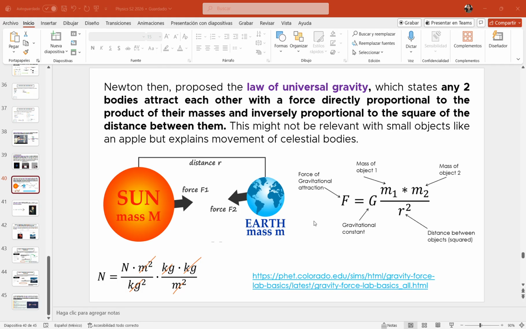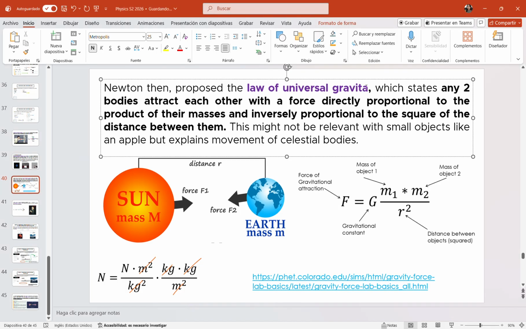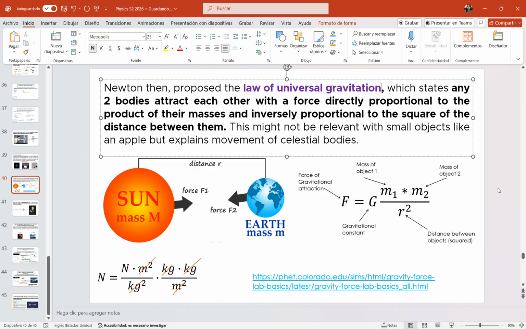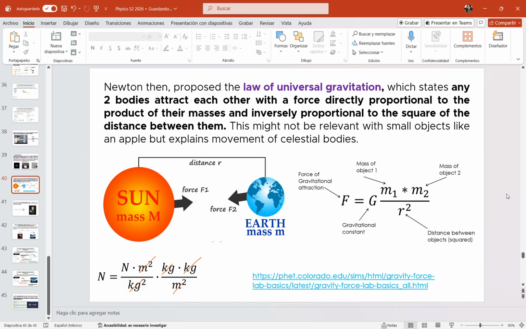This can be explained by the law of universal gravitation, which states that any two bodies attract each other with a force directly proportional to the product of their masses and inversely proportional to the square of the distance between them. This might not be relevant with small objects, but it is very useful to study the movement of celestial bodies or very big objects or places on the Earth.